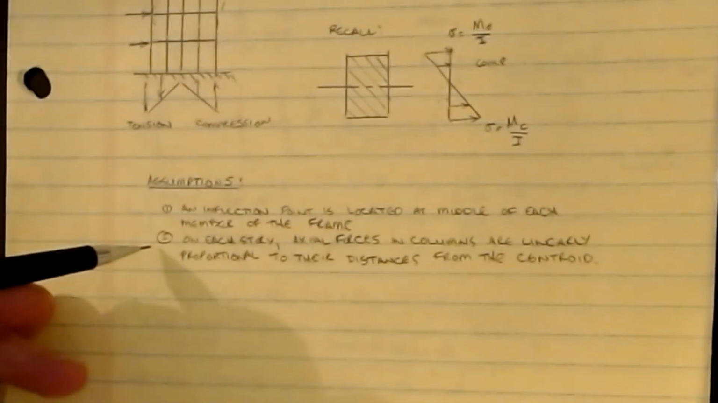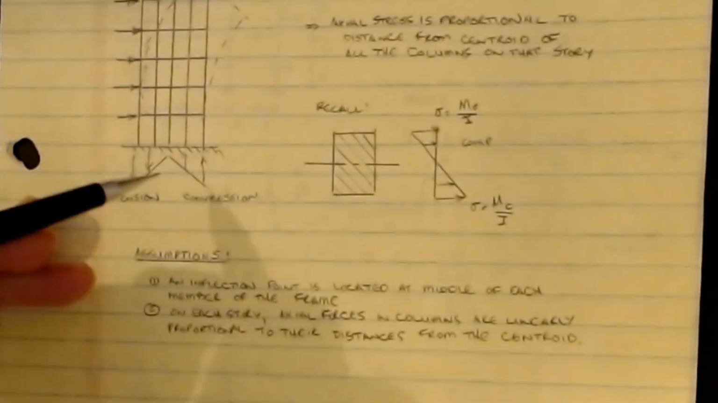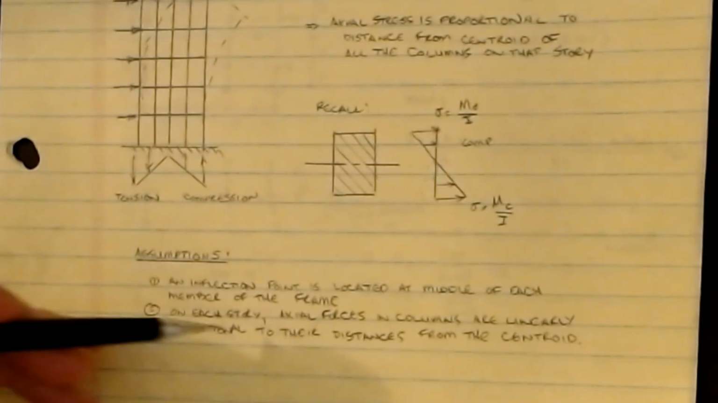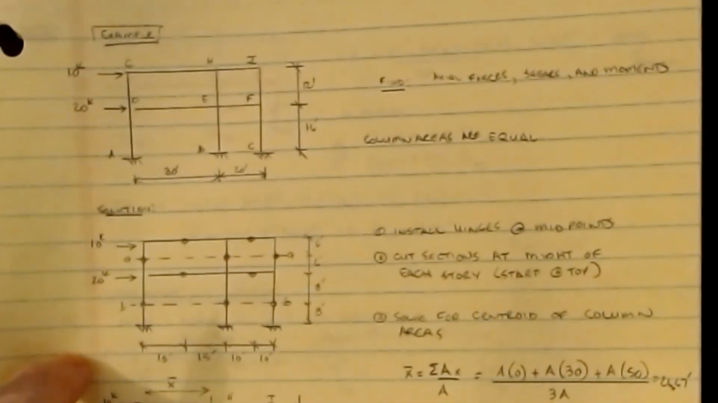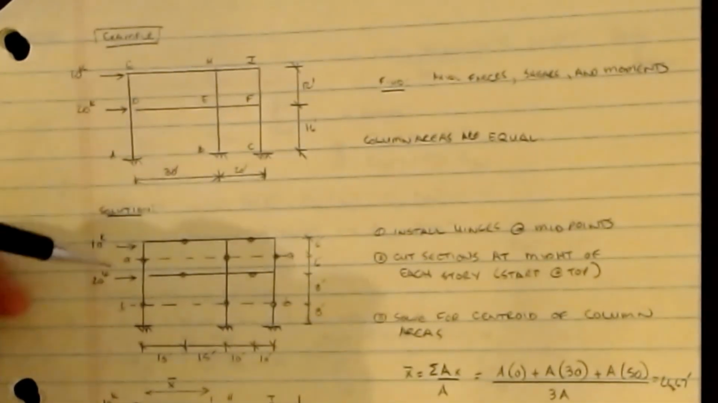On each story, the axial loads in the columns are proportional to their distances from the centroid, or in this case the neutral axis of the pattern. So the hardest part is figuring out where that location is. All right, so let's take a look at an example. It's very, very simple once you get into it, so we'll go fairly short. Now, typically we do this for tall structures.